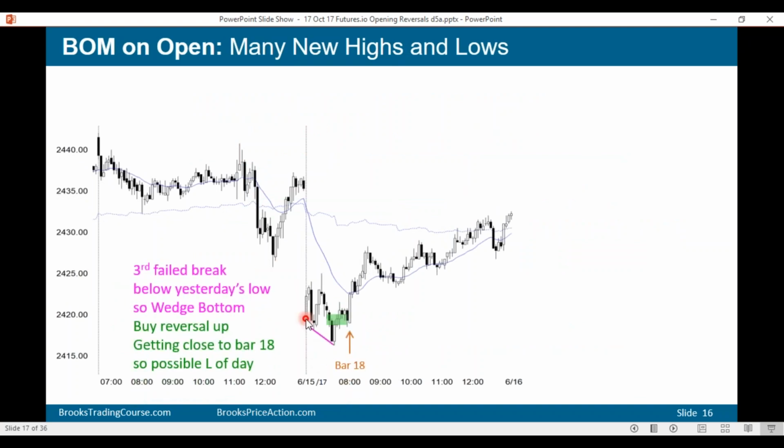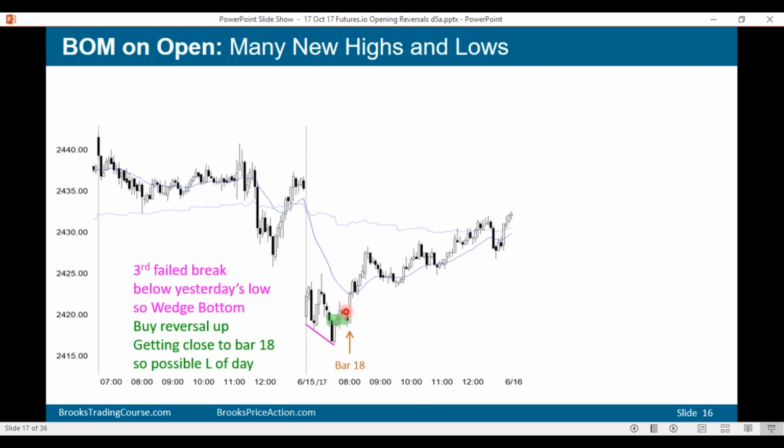What about this? First bar of the day, we went up, we reversed down, we went up, we reversed down. And we have a decent bull bar. Okay, but this is bar 18. And by the close of this bar, there's a 90% chance that this will be the low of the day, or this will be the high of the day. However, this is a wedge bottom, good bull bar here, two good bull bars here, good bull bar here, and then bar 18 is a good bull bar.